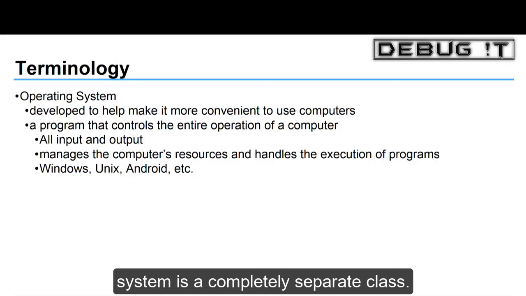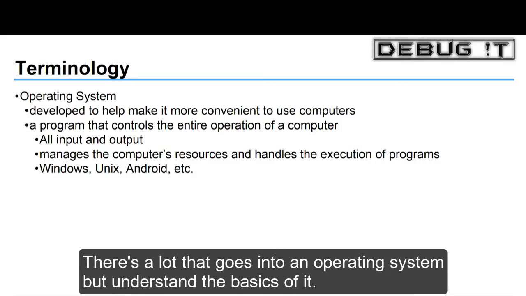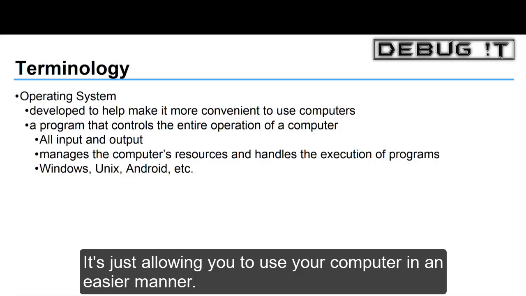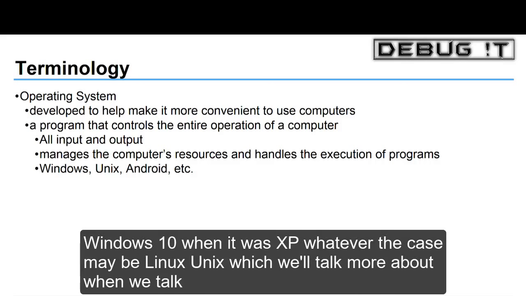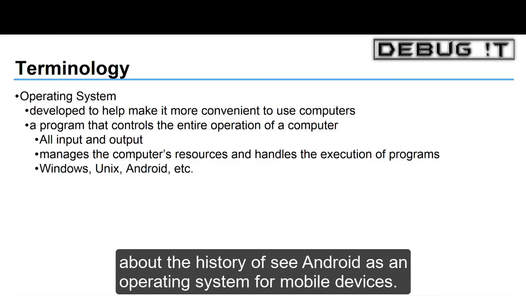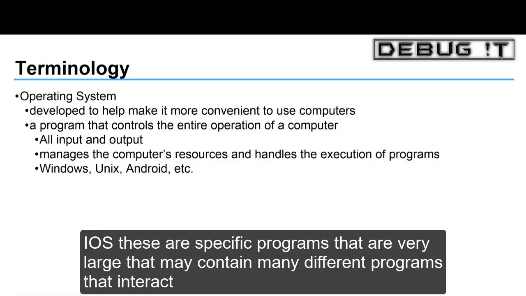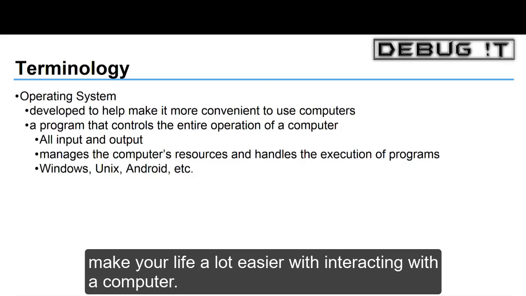An operating system is a completely separate class. There's a lot that goes into an operating system, but understand the basics of it. It's just allowing you to use your computer in an easier manner. Some examples of very common operating systems are Windows, right? Everybody uses Windows, Windows 10, Windows XP, whatever the case may be. Linux, Unix, which we'll talk more about when we talk about the history of C. Android is an operating system for mobile devices. iOS. These are specific programs that are very large and may contain many different programs that interact and make your life a lot easier when interacting with the computer.